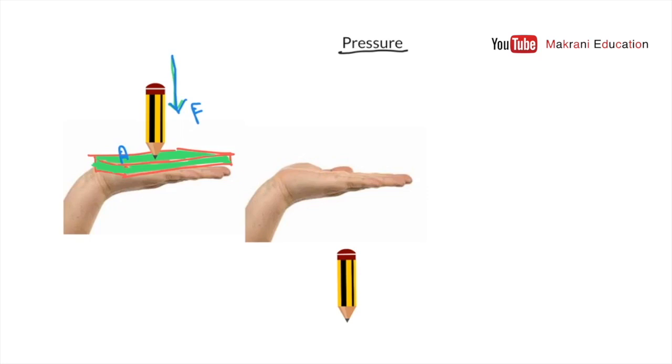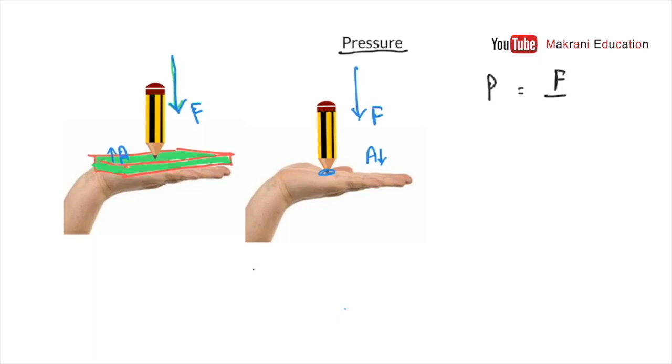And on this hand, if I put the pencil directly without any book, then I'll feel tremendous pressure, because here you can see that the area is very less. Where my pencil hits, that area is very less, and here the area is more. So if I'm applying the same force to the lesser area, then my pressure will increase. That means pressure is a quantity that depends on two things. One is force, another is area.